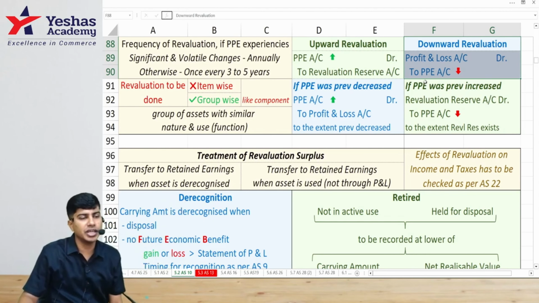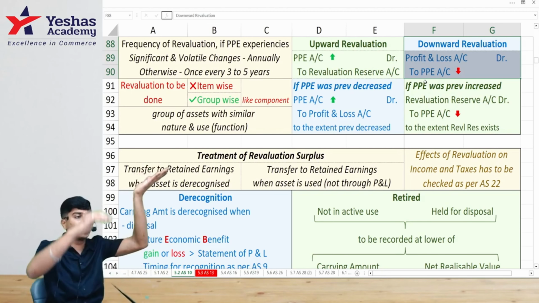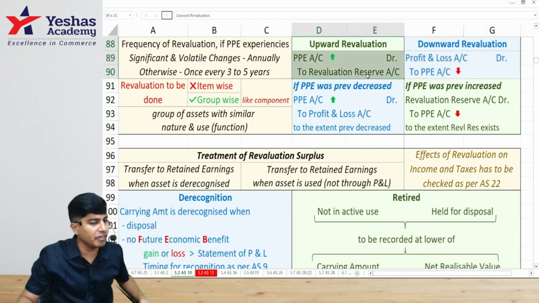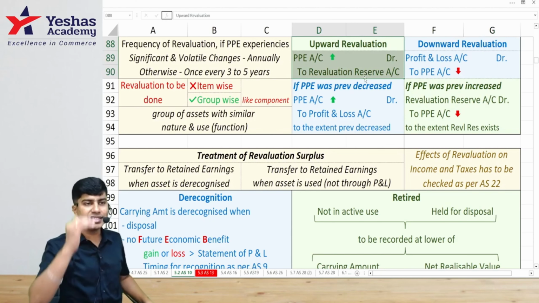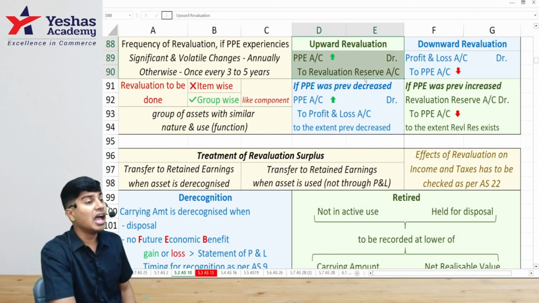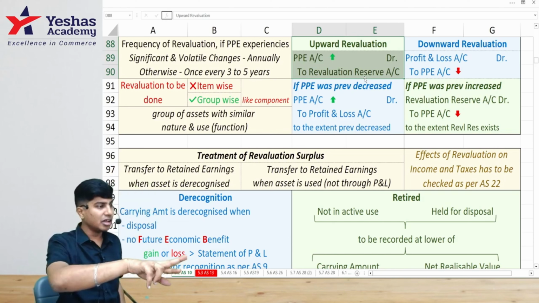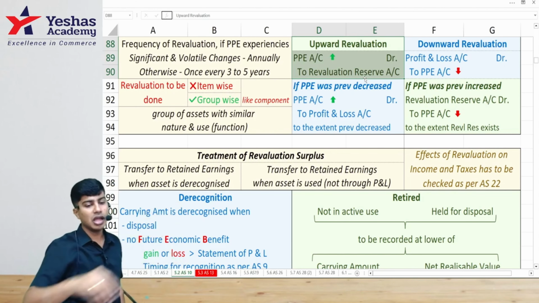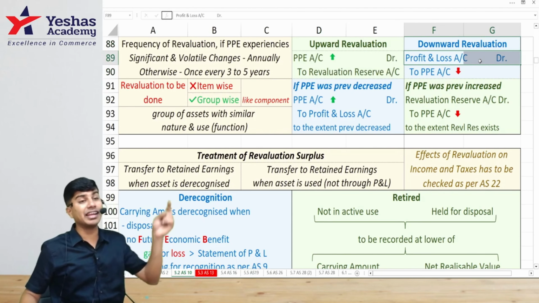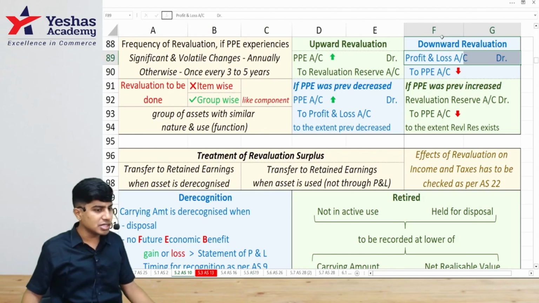The next thing that I would do is, what if my asset was revalued upward by 10 and now it is going to be downward revalued by 12? When I revalued upward, I wrote PPE to revaluation reserve 10. Now, when I say downward revaluation by 12, I am actually not doing downward revaluation by 12. I am basically reversing the upward revaluation of 10 and I am doing downward revaluation of 2. I will credit my PPE by 12, debit P&L by 2 and debit revaluation reserve by 10. I hope everybody understood this.